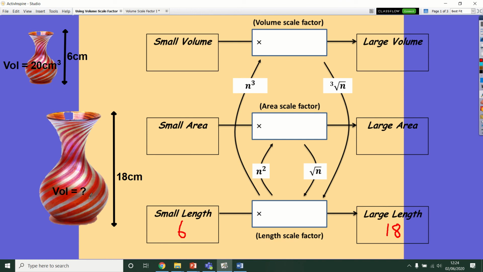We've also got a small volume of 20, and that's going to go right at the top there. And now I can start to fill things in. What am I after? We're after the larger volume. That's what we want down here, so that's the one I'm after.